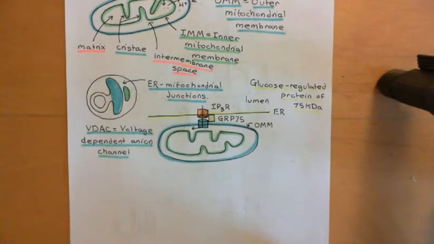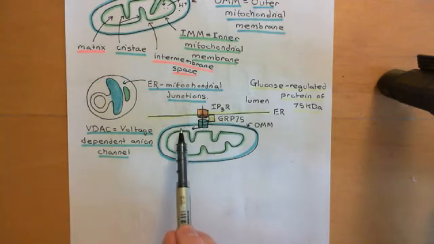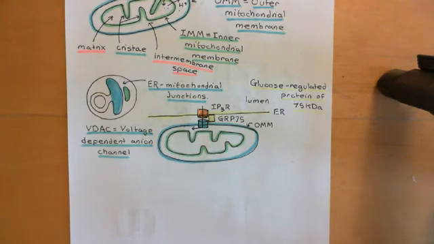So that's one of these links between channels in the ER membrane that are releasing calcium into the cytoplasm, and channels in the outer mitochondrial membrane which are allowing calcium in the cytoplasm to go into the intermembrane space of the mitochondrion. So when you're getting calcium being released from the endoplasmic reticulum, you're going to be getting calcium coming into the intermembrane space of the mitochondrion. And now what we want to see is how does that calcium coming into the intermembrane space actually get into the matrix of the mitochondrion.